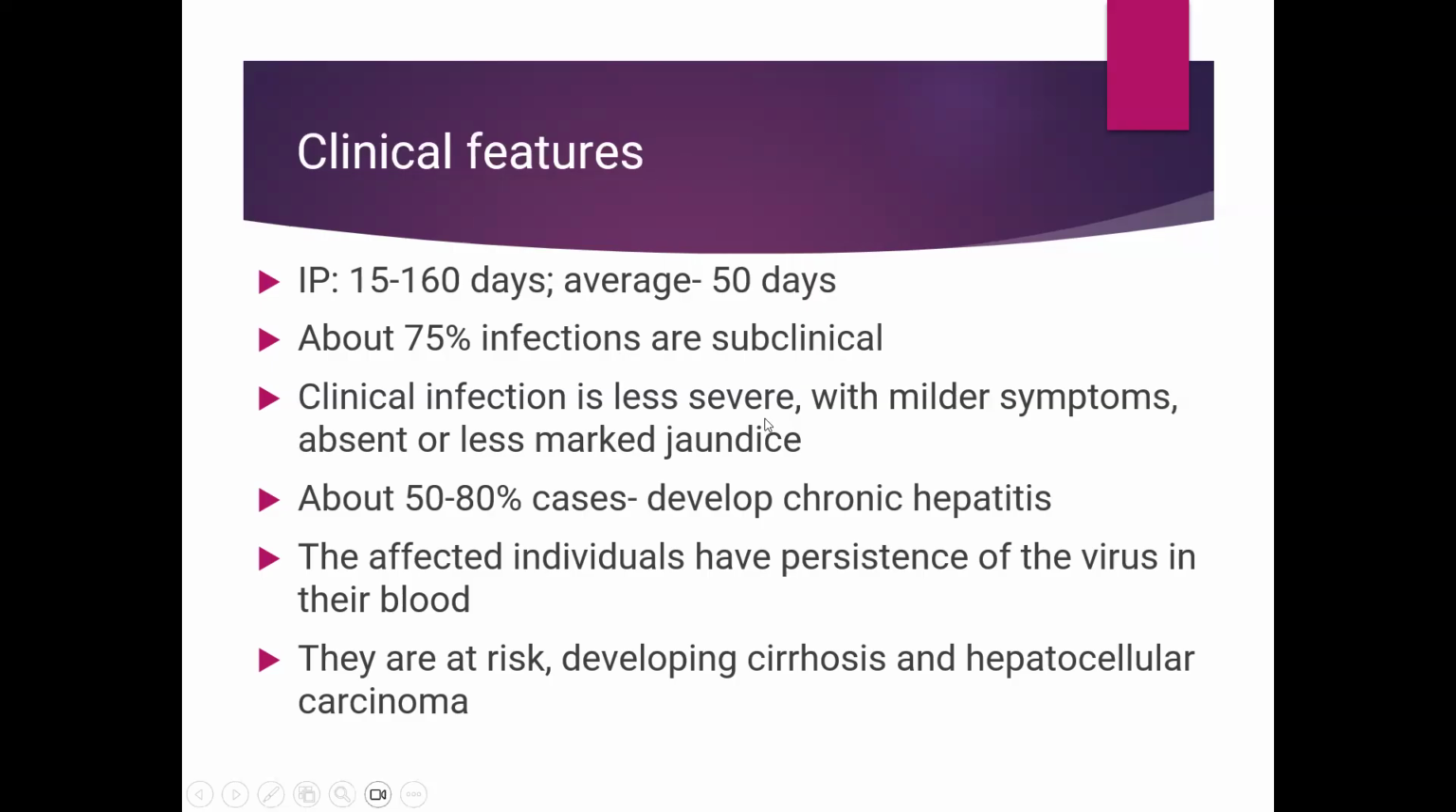Clinical infection is less severe with milder symptoms, like absent or less marked jaundice. Either we can see the jaundice, which is characterized by yellowing of the sclera, the eyes, and the skin, or sometimes we may not see jaundice at all. And in around 50 to 80 percent of cases, they develop chronic hepatitis. The affected individuals have persistence of virus in their blood, so they are at risk of developing cirrhosis of the liver, which means hardening of the liver, and it leads to hepatocellular carcinoma, which means liver cancer.